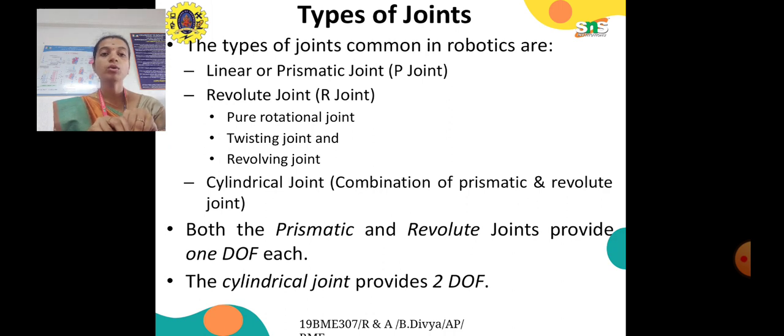Both the prismatic and revolute joint provide one DOF. What is one DOF? We have only one degree of freedom, that is only one joint, right? In cylindrical joint, which provides two joints, we have one joint in each of prismatic joint and revolute joint, and in cylindrical joint we have two joints.